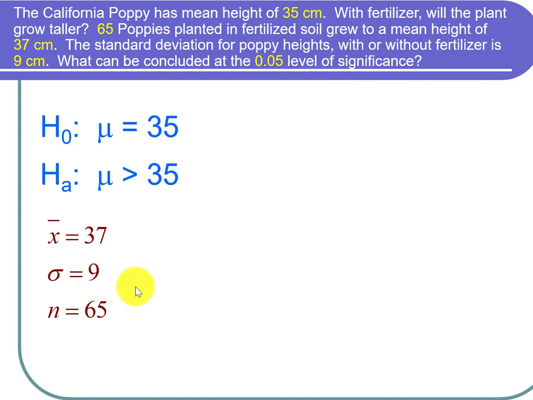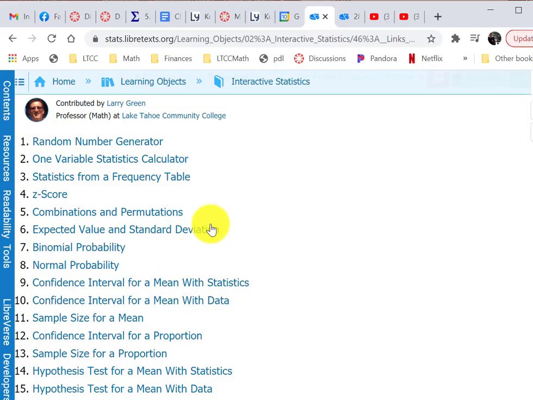So we say sigma, population standard deviation, equals 9. So now that we have the information we need, we can go to our calculator. Okay, so here's our calculator menu. We want to do a hypothesis test because we had H naught and HA. And it's for mu, that's for a mean. So we find the hypothesis test for a mean, and here we're given statistics. We're not given data. We're not given all the different heights that we surveyed. We're only given the mean and standard deviation and sample size.